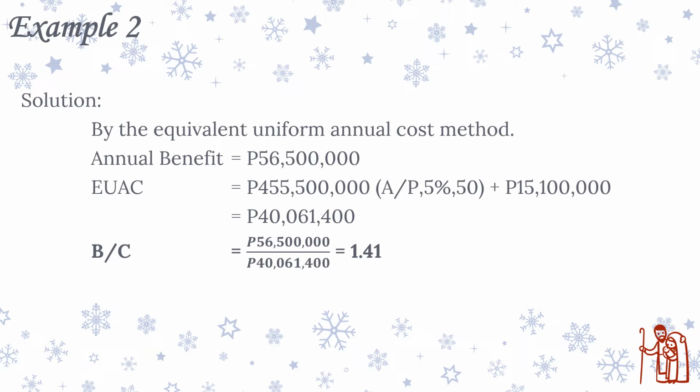In this problem, the benefit is not explicitly stated, but that's okay as long as you have the numerator and denominator. So your benefit is 56.5 and the total cost annually is 40.06 million. Okay, so you divide that and you will get a benefit cost ratio of 1.41. Therefore, this is a good project.